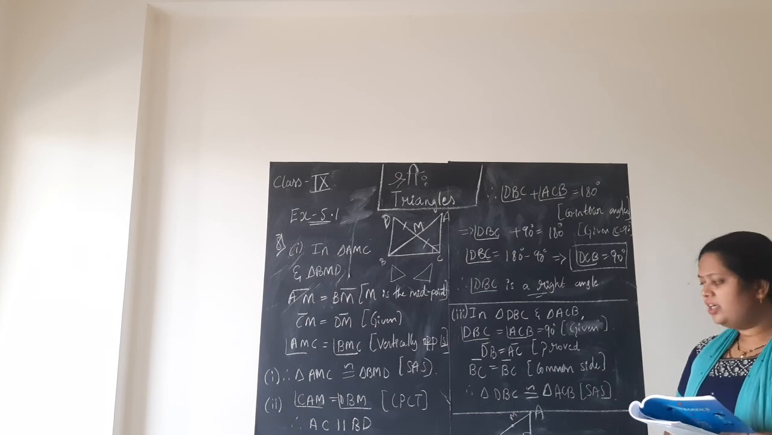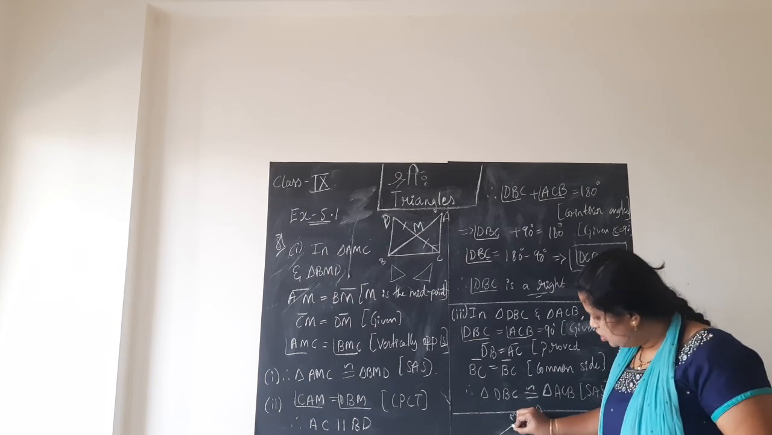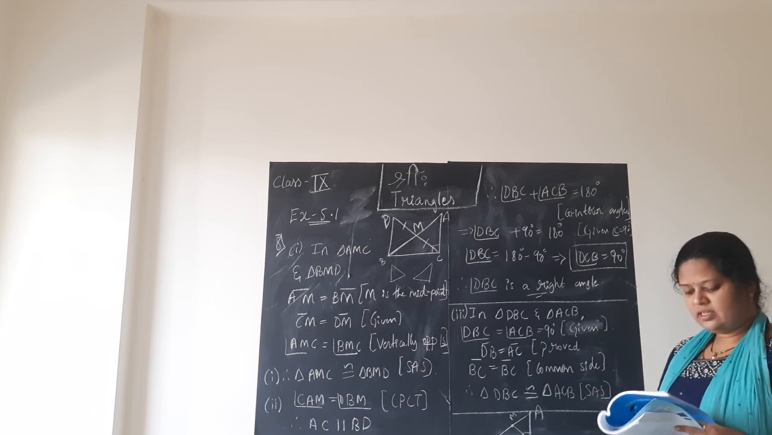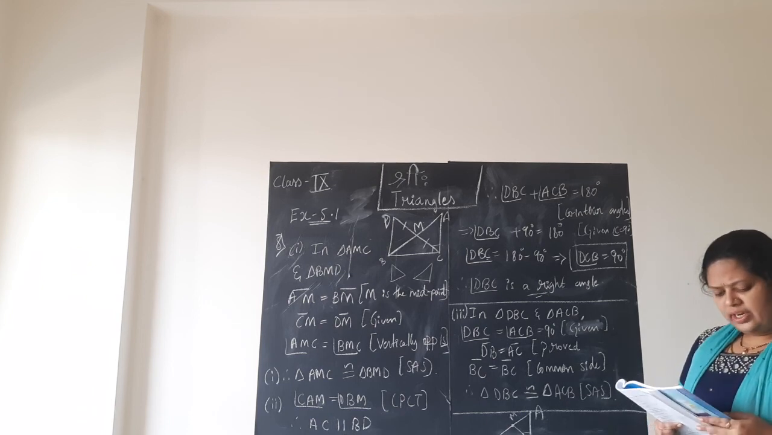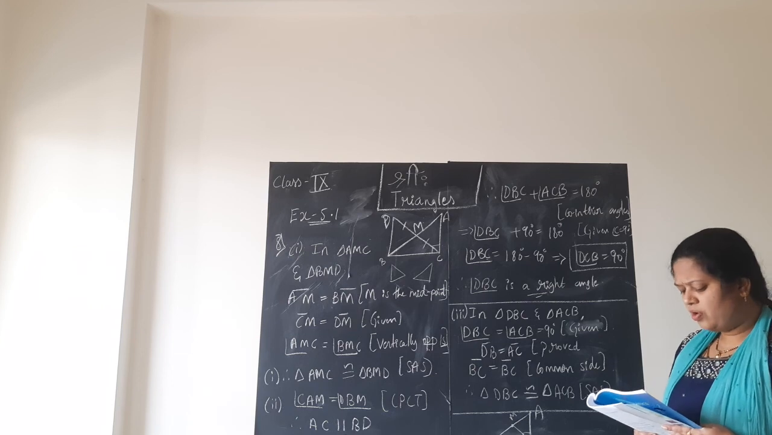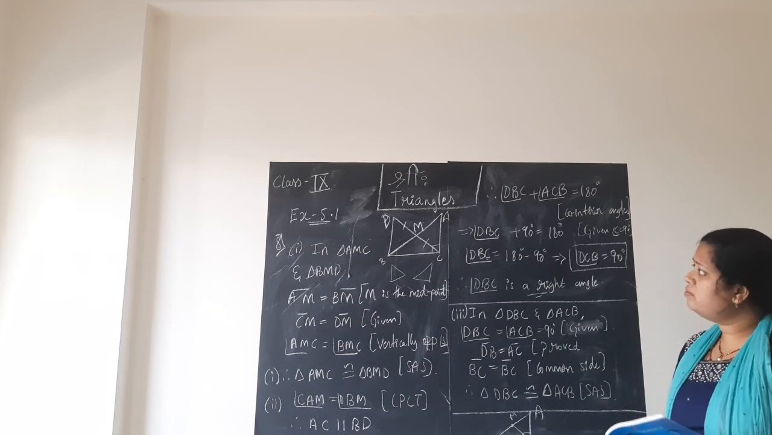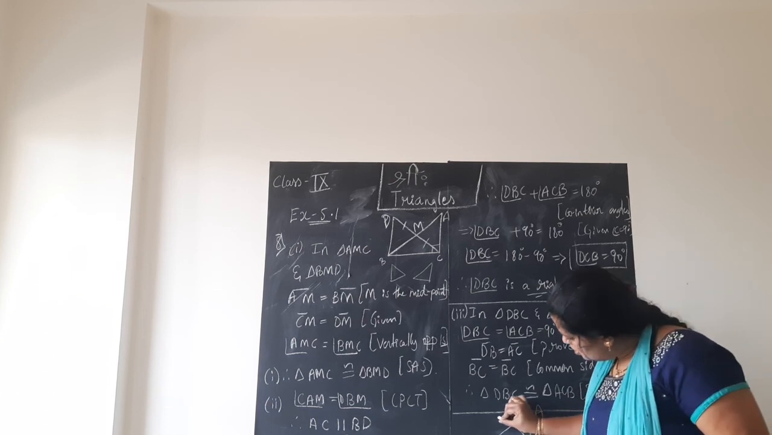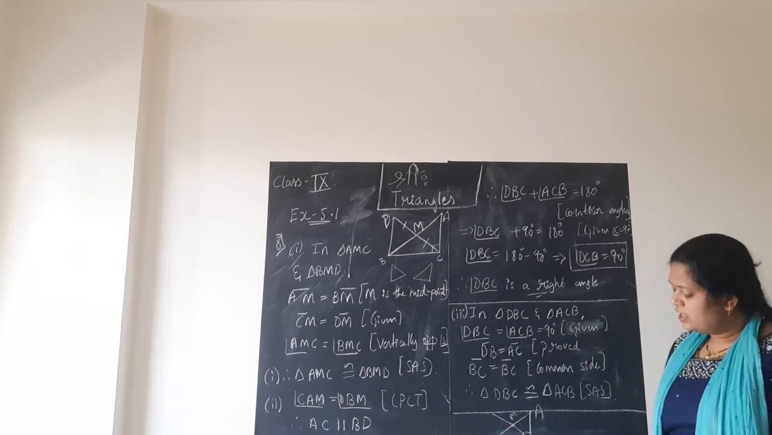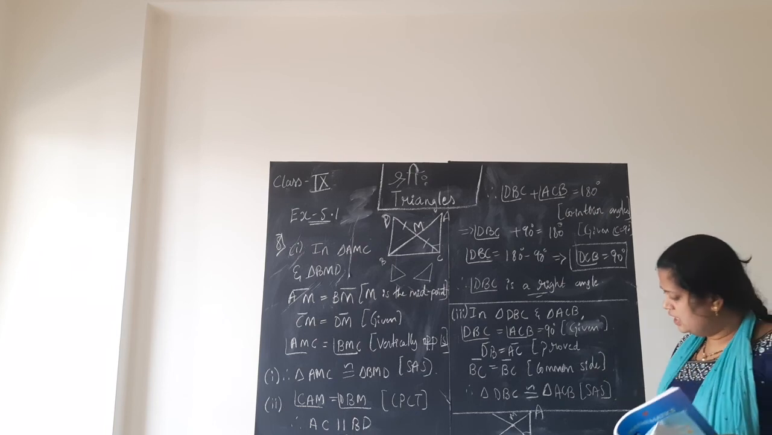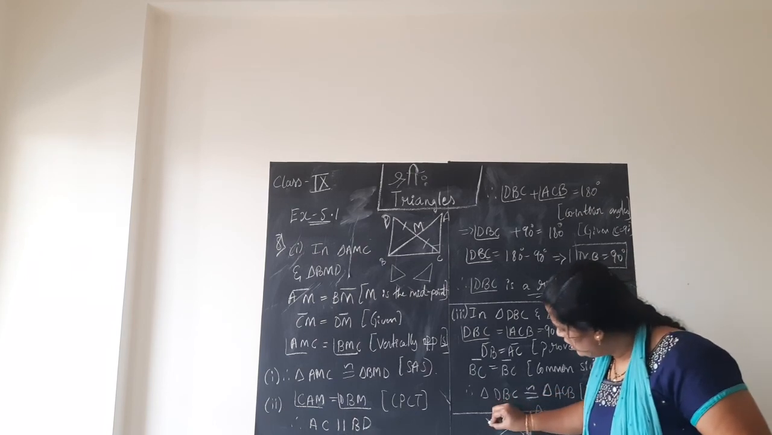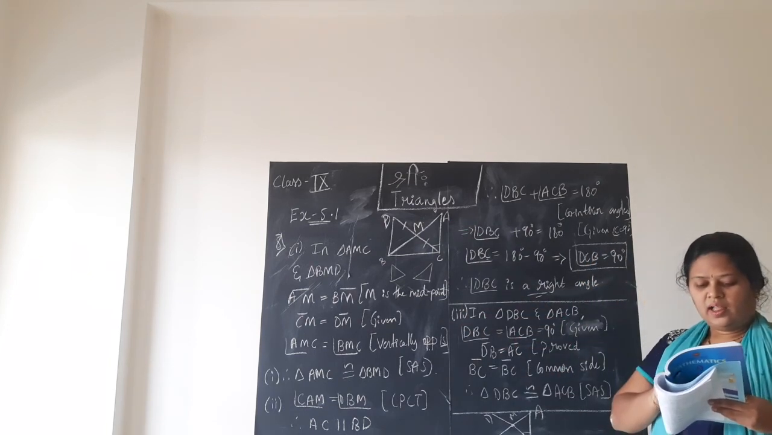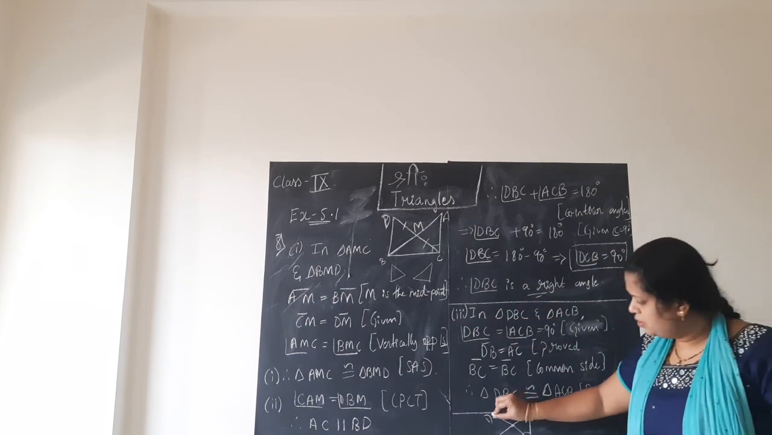C is joined to M. So, join CM and produce it to a point D such that DM is equal to CM. So, here we joined CM and this is produced up to point D, such that DM is equal to CM. This length DM is equal to CM. Then point D is joined to point B.